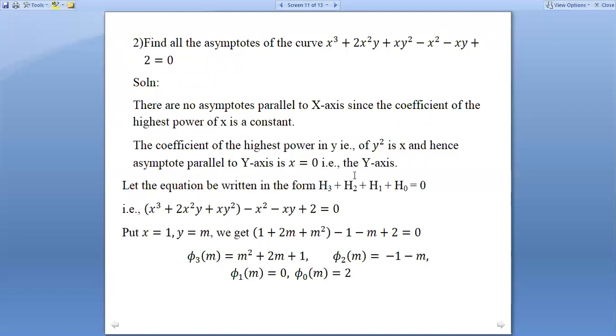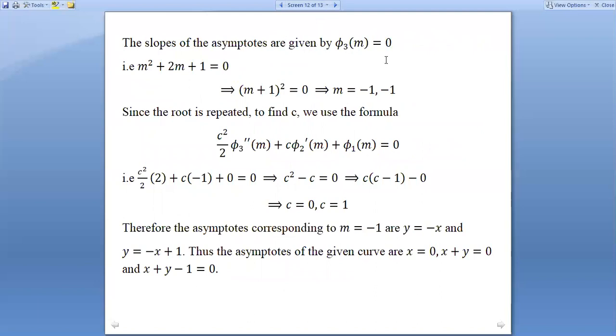So looking at these two equations, you can find out what is phi3 of m. So phi3 of m is equal to m square plus 2m plus 1. Phi2 of m, that is degree 2 equation, substituting x is equal to 1 and y is equal to m, you get minus 1 minus m. Phi1 of m is equal to 0 because there is no 1 degree term, and phi0 of m is equal to 2. You consider only the constants. Now to find the slope of the asymptote, we need to equate phi3 of m to 0. So equate it to 0, you will get m is equal to minus 1, comma minus 1.